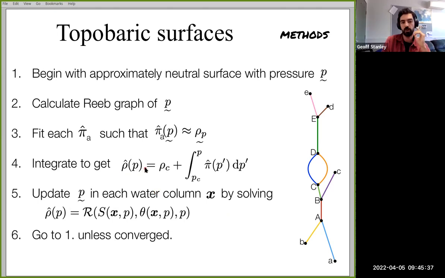So then what we do is, in each water column, X, I'm just going to find the pressure at which the in situ density is the density that the rho hat function tells me it should be. So that's a nonlinear problem that you have to solve in each water column, sort of like with the omega code. And then you repeat and do that until you're converged.